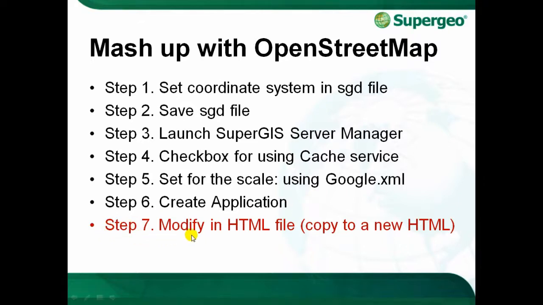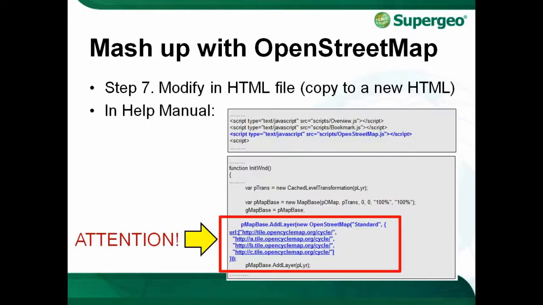And the final one is the important one. We need to do some modification on the HTML file, or you can just copy it to a new HTML file. And the details about the modification are like this one. In step 7, while you are going to modify the HTML file, you can go to our user manual to check how to integrate the OpenStreetMap. This is the one that you need to append to your HTML file. This part means it will quote from the OpenStreetMap and add to the map directly to display.